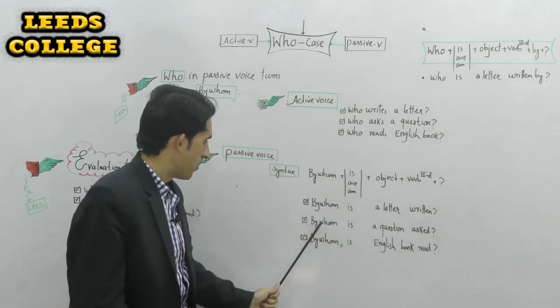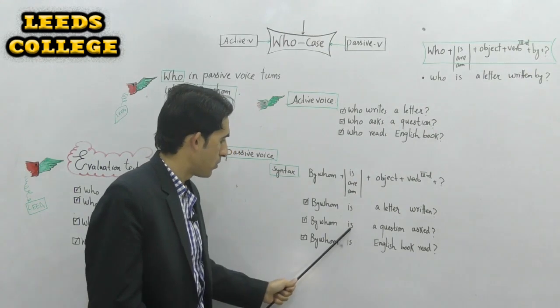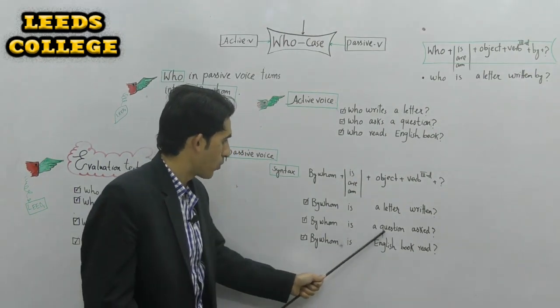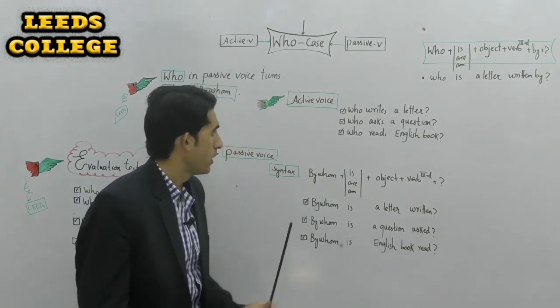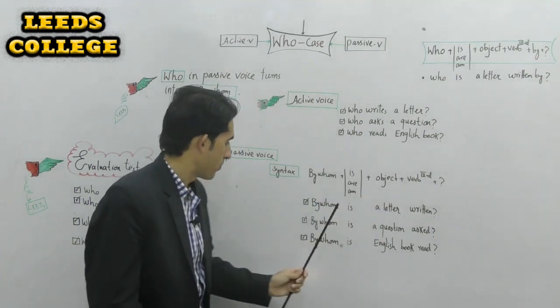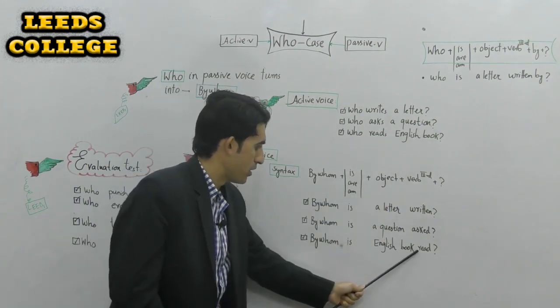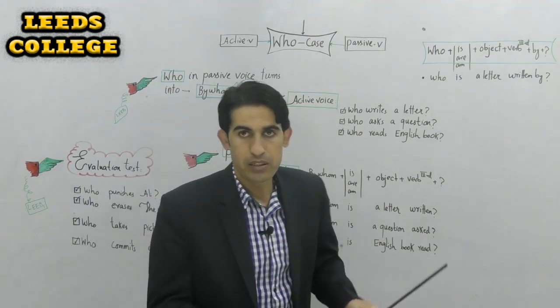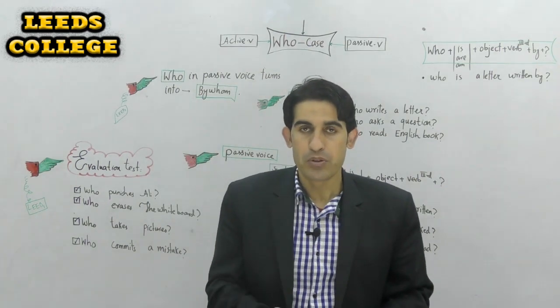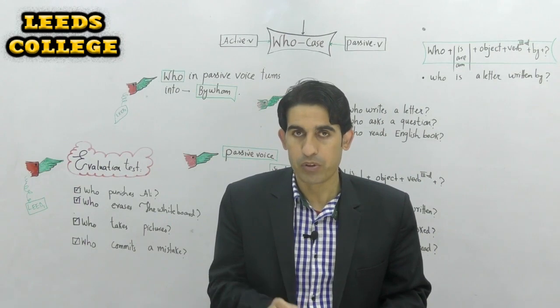Case number two, who asks a question. The same: by whom is, a question is singular, we take the auxiliary is, a question asked. Number three, who reads English book. By whom is English book read. Now remember that in passive voice, I introduce each of the sentences with by whom, which is formula number one.